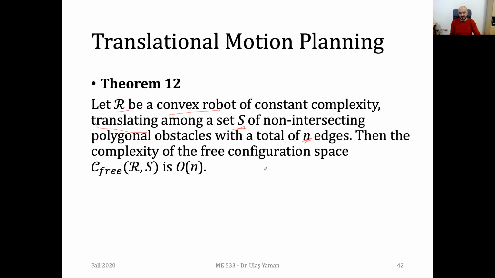Then the complexity of our free configuration space will depend on the number of edges these obstacles have. So it's simply O of n. So the free configuration space of our robot R and set of obstacles S depends on the number of edges these obstacles have.